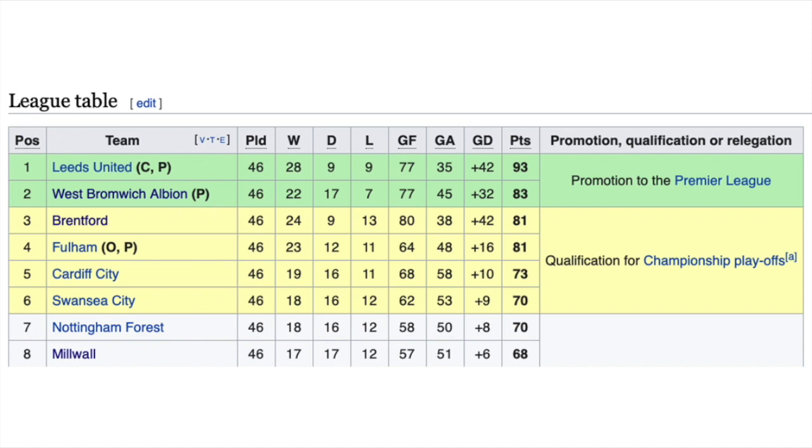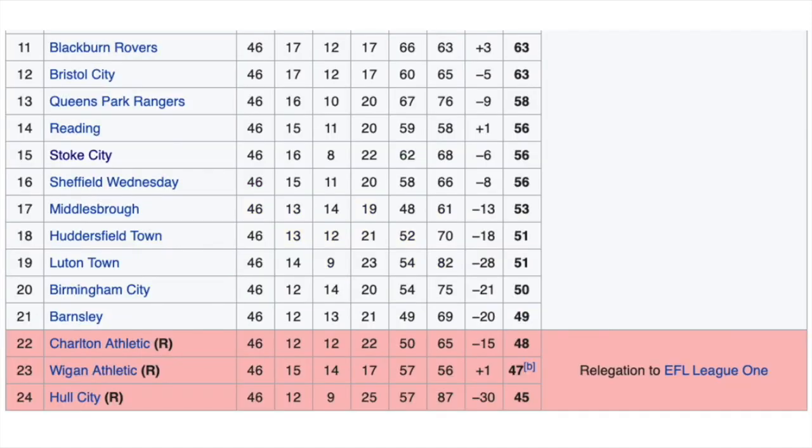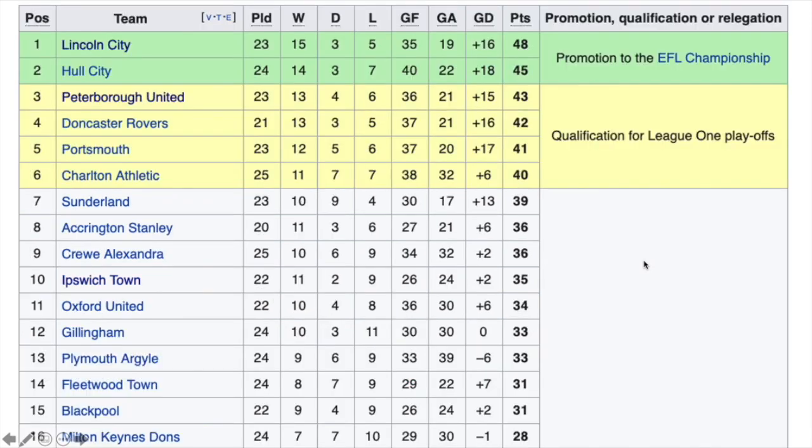And the winner of the championship playoff final goes to the Premier League. It's called the richest game in football because the winner gets to go and access all of that beautiful television money up in the Premier League. Meanwhile, at the bottom of the championship last year, you see here, Charlton Athletic, Wigan Athletic, and Hull City relegated to League One. The top of League One looks exactly the same.